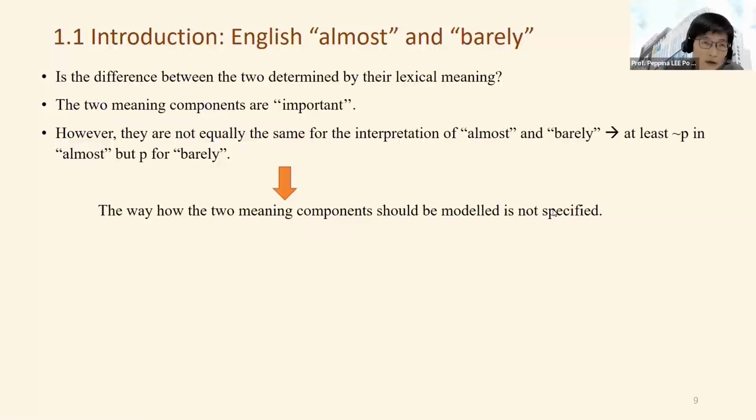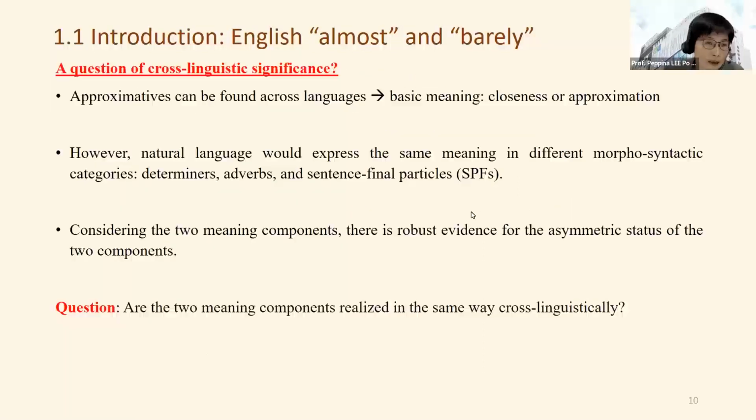Yet, it is not only an issue of English. Think about the case of cross-linguistic significance. Approximatives are not only found in English, but across languages as well. Somehow, because the basic meaning is closeness or approximation, every language needs to indicate this kind of meaning. However, in natural language, they will express the same meaning in different morphosyntactic categories: determiners, sentence final particles, or adverbs.